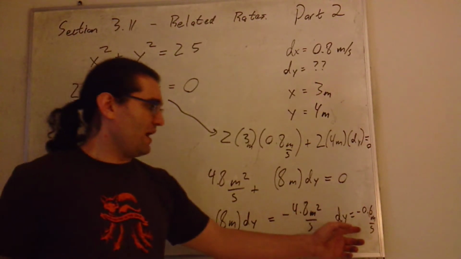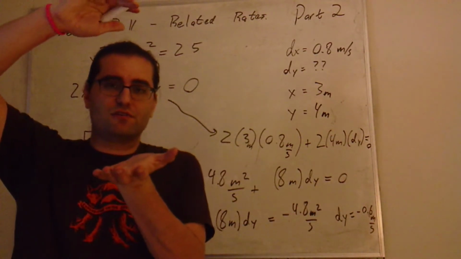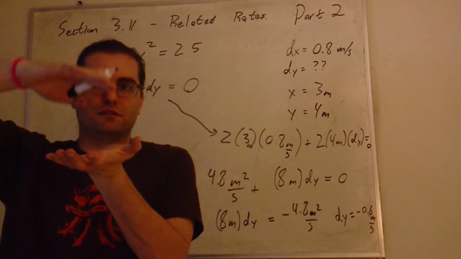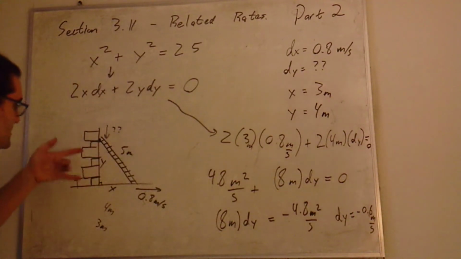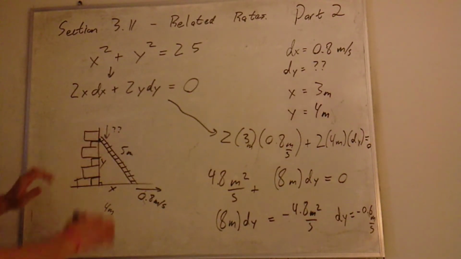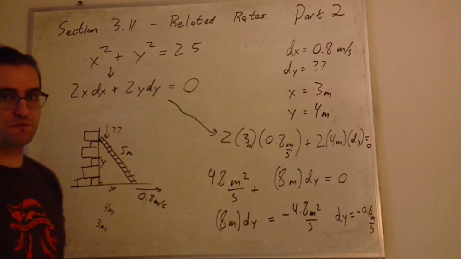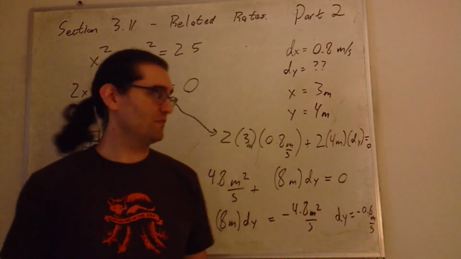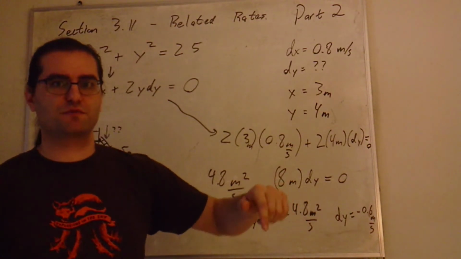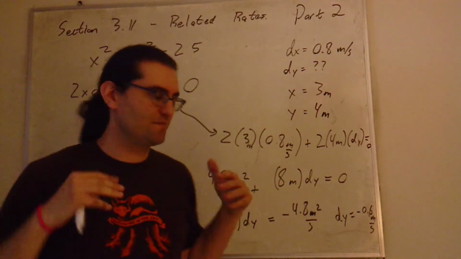If dy is negative, that means that y, this vertical distance between the top of the ladder and the ground, y is shrinking. Which makes sense, according to what the situation is saying. If the bottom of the ladder is being pulled away, the top of the ladder is coming down, we should expect dy to be negative. So dy being negative 0.6 meters per second means that the top of the ladder is falling, y is shrinking. That checks out.